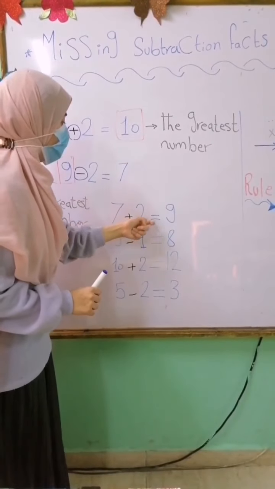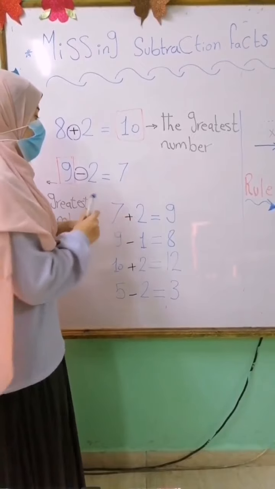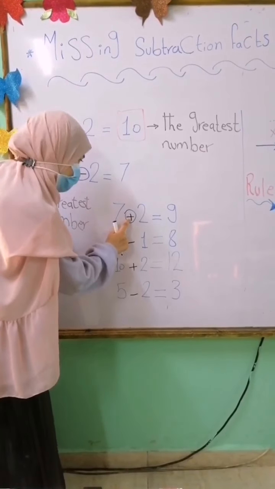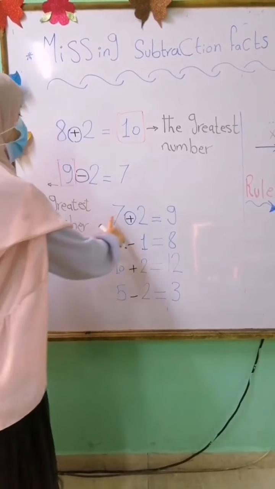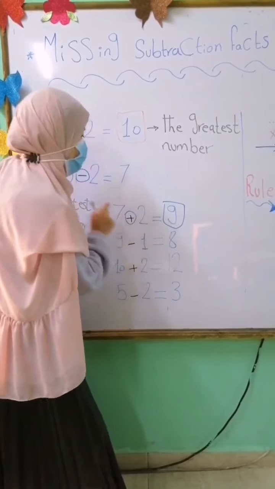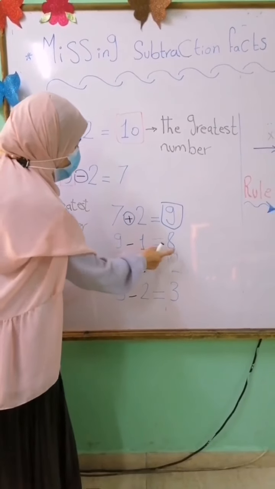7 plus 2 equals 9. Can you tell me, is it addition or subtraction? We look at the sign. The sign here is plus. Then it's an addition problem. Which one is the greatest number here? The greatest number in an addition problem is the result.